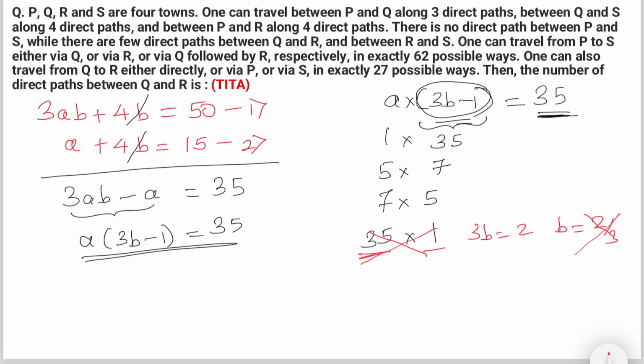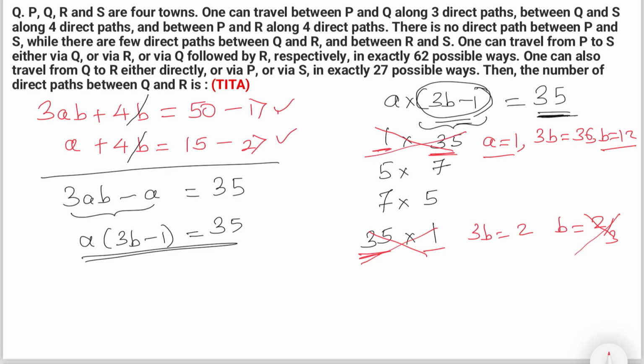If you look at the first possibility, I will write A as 1, and if 3B minus 1 is 35, 3B will be 36 or B will be equal to 12. Now this gives you a fairly right-looking solution, but the problem is if I substitute these values, A as 1 and B as 12, in either of these two equations 1 and 2, they will not satisfy them, right? So this particular case also needs to be ruled out.